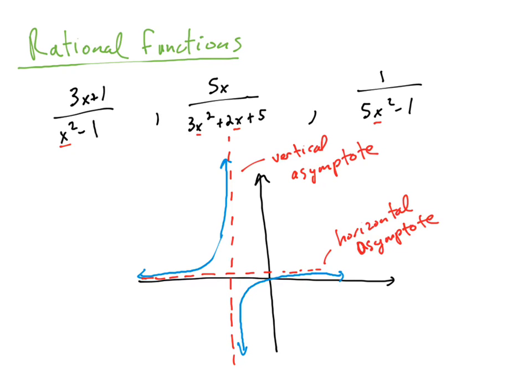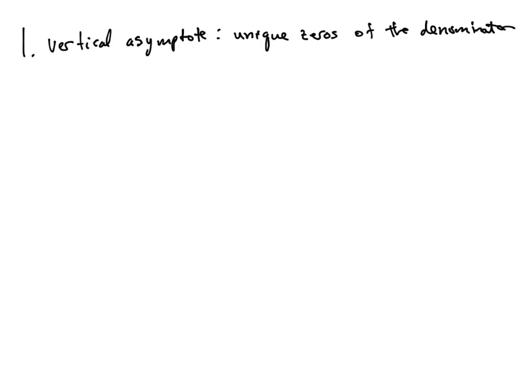There's also something called an oblique asymptote or a slant asymptote. So there are three types of asymptotes that we need to be able to find, and then we'll talk about how to come up with the graph for a rational function. So the first type of asymptote is a vertical asymptote.